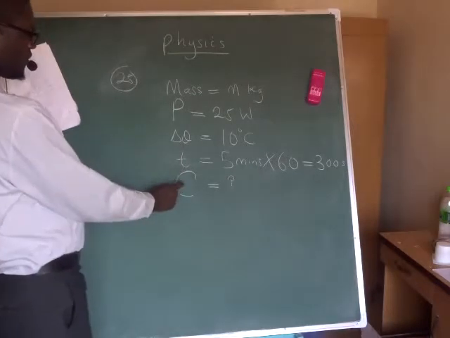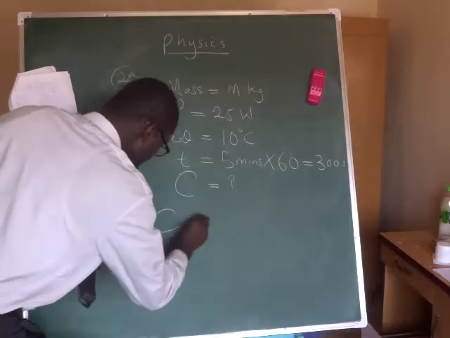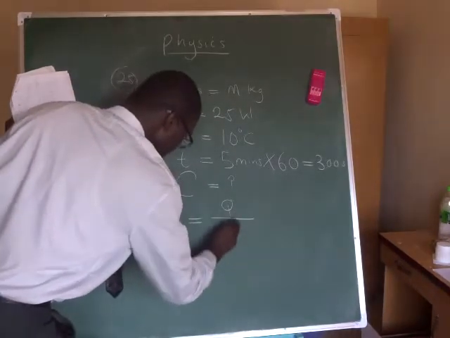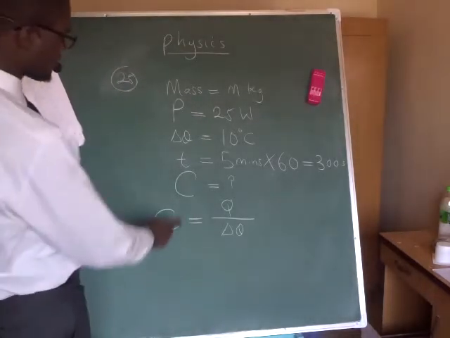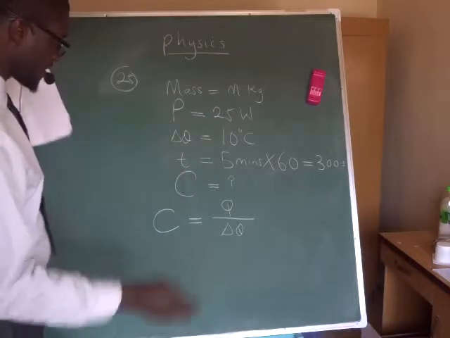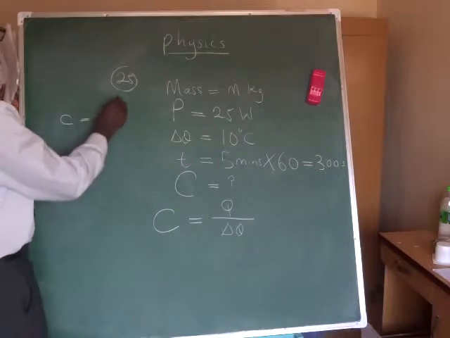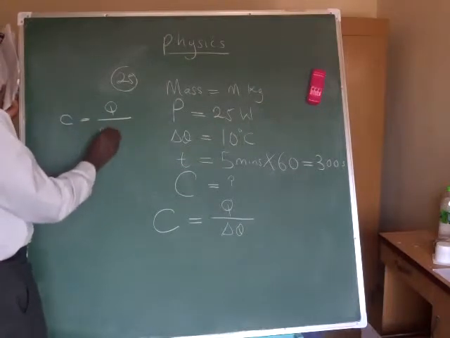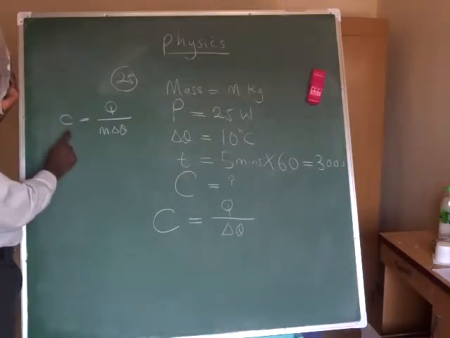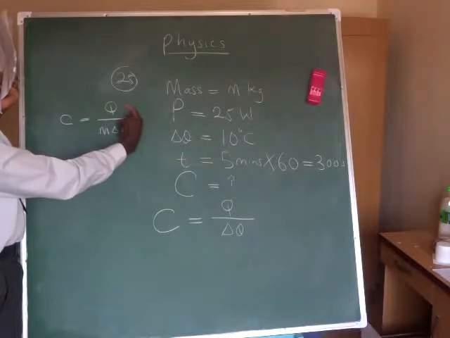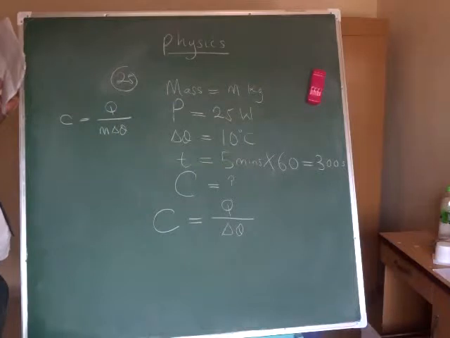Now, we are looking for heat capacity. And we know the formula for heat capacity is quantity of heat divided by change in temperature. Had it been the question says calculate specific heat capacity, specific heat capacity is small c and is given by quantity of heat divided by mass multiplied by change in temperature. Because specific heat capacity of a body is the quantity of heat required to increase the mass of the body by an increase in temperature.